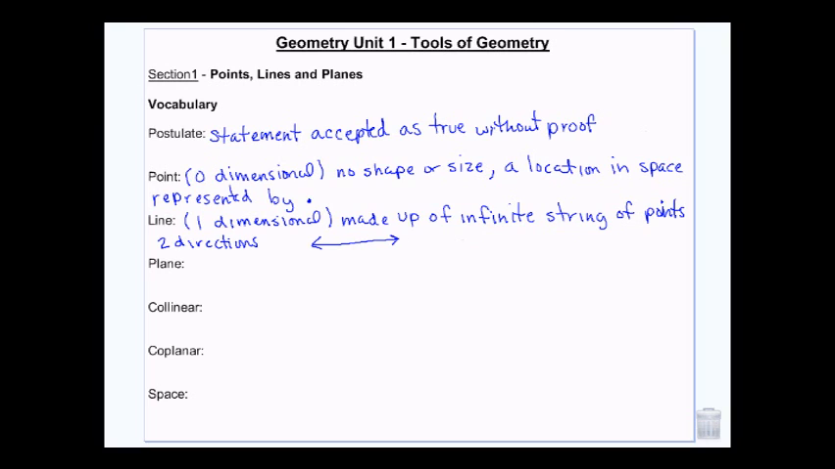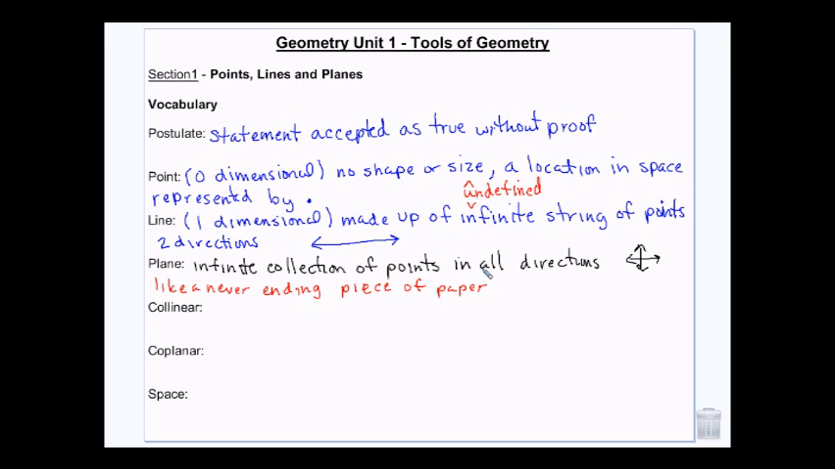Okay. Both points and lines are considered to be undefined. The reason that they're undefined is because we can't technically define them, but we can describe them. Sort of like a person. You can't define a person, but you can describe them, right? Does that make sense?